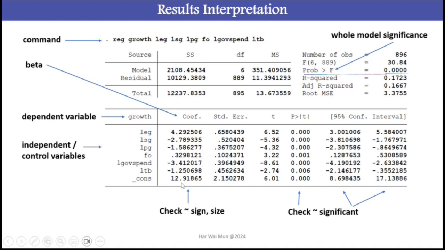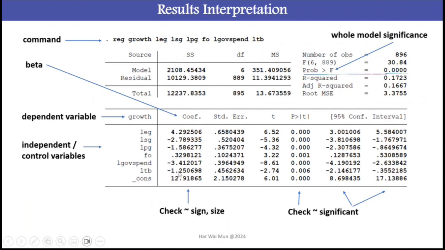Okay, so what should you analyze? You check the sign and the size. Sometimes the size does not matter. Sometimes more important is the sign, right? So for example, LTB means log trade balance growth, right? So negative here means trade balance and growth have a negative relationship. That means the higher the trade balance, the lower the growth. Then here got a problem. Okay, so we just set aside.